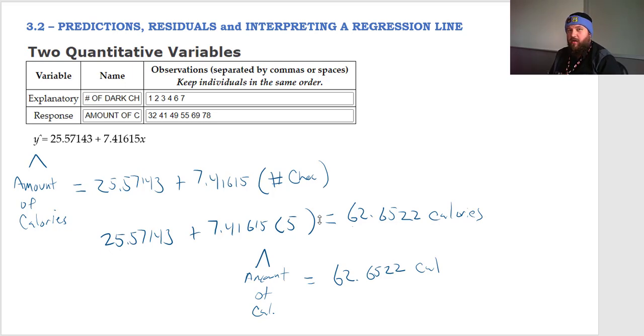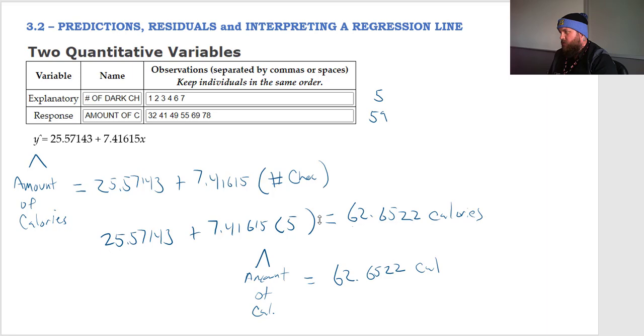So let's think about this. If we were to go get the data of how many calories it was for exactly 5 pieces of dark chocolate, we can then compare it to our predicted amount. Let's say we had 5 pieces of dark chocolate, and that actually gave us 59 calories. So what's the prediction for our 5 pieces of dark chocolate? Was it too high or too low, and by how much?